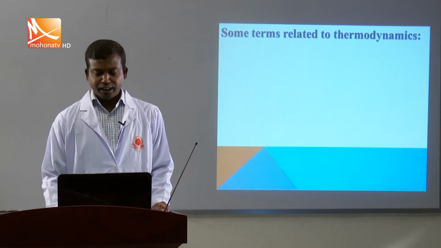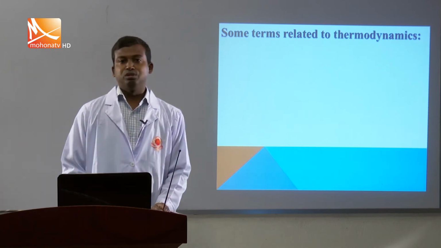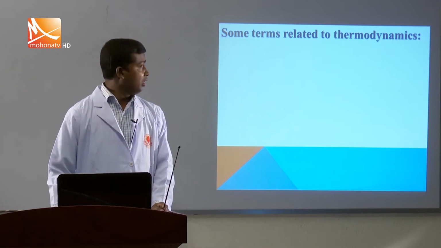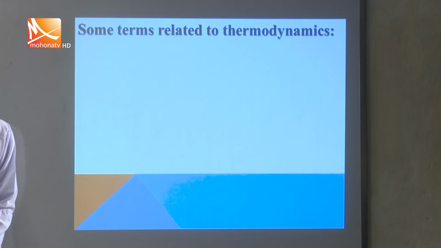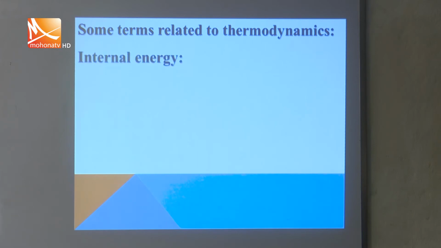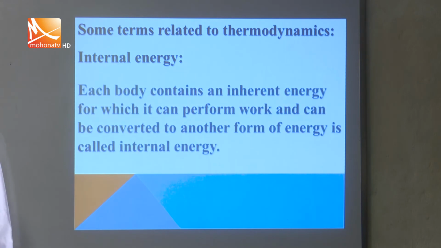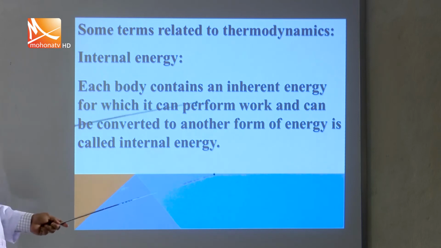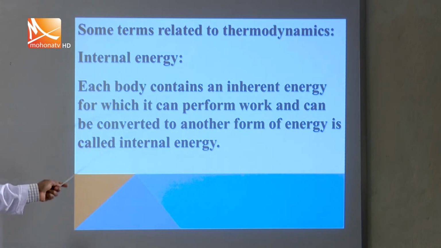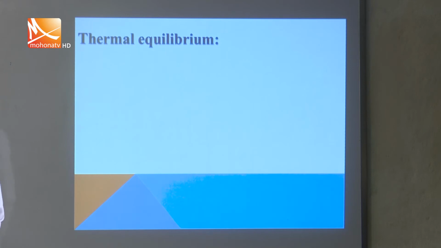Now, some terms related to thermodynamics. We have learned many things about thermodynamics based on temperature and heat, and now some terms related to thermodynamics. Number one is internal energy, the inherent energy of the system that can perform work and can be converted to another form of energy is called internal energy. Basically, internal energy is the combination of the potential energy and the kinetic energy. The more the kinetic and the potential energy, the more the internal energy.